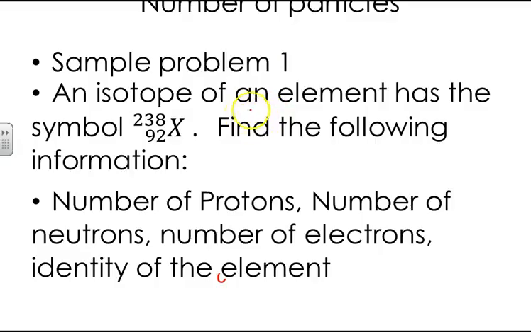So first of all, from the symbol right here, we can get the number of protons pretty quickly. That's 92. Because the bottom number in this representation is going to be the atomic number. To get the number of electrons, we can assume that the atom's neutral unless we're told that it has a specific charge. So our number of electrons has to be the same as the number of protons.